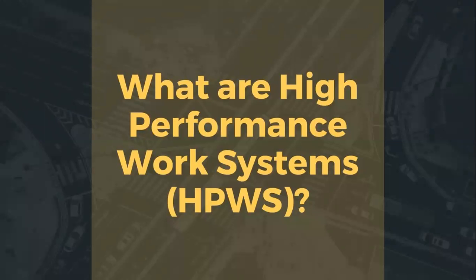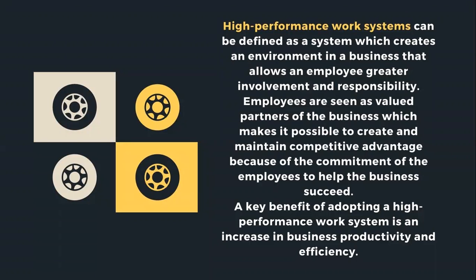So what is a high performance work system or HPWS? So HPWS, or the high performance work system, can be defined as a system which creates an environment in a business that allows an employee greater involvement and responsibility. So employees are seen as valued partners of the business, which makes it possible to create and maintain competitive advantage because of the commitment of the employees to help the business succeed. A key benefit of adopting a high performance work system is an increase in business productivity and efficiency.